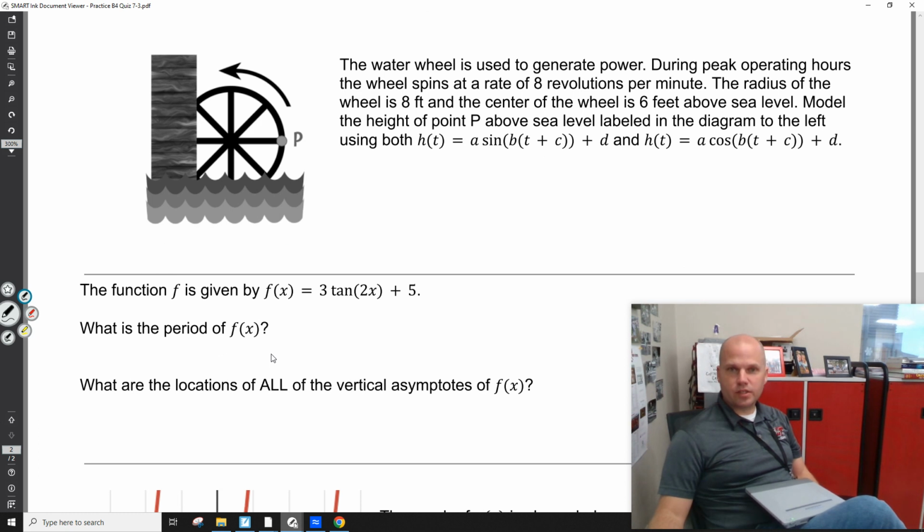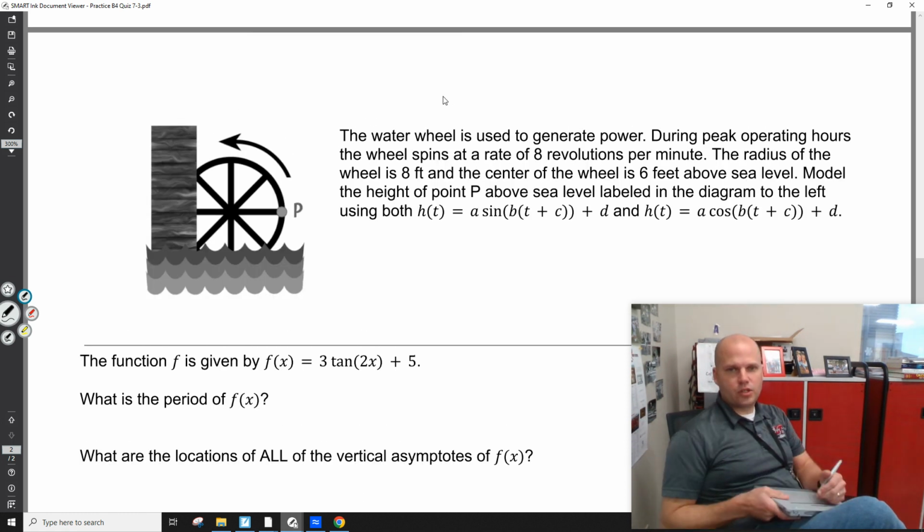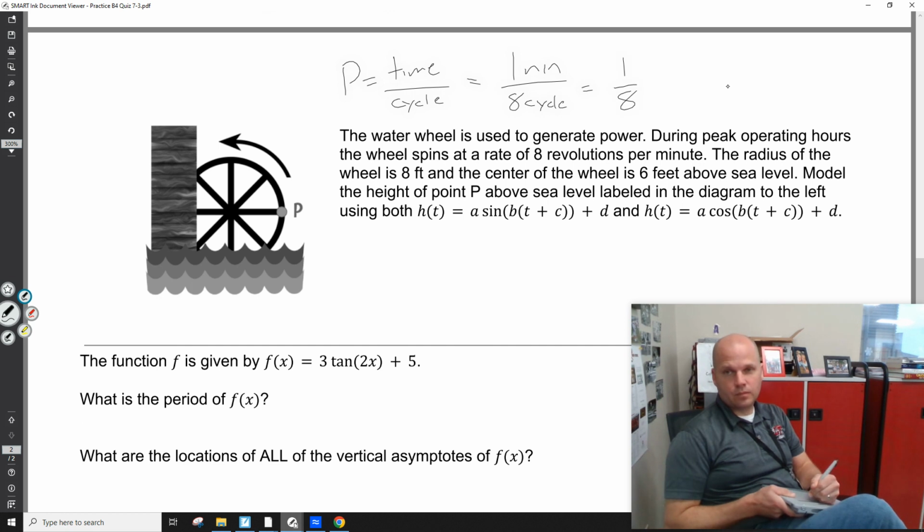All right, another question. This one has some frequency, which means we have to adjust our period. We got a water wheel. During peak operating hours, the wheel spins at a rate of 8 revolutions per minute. It's very important to understand the period being the time it takes to complete one cycle. It takes 1 minute to complete 8 cycles. What does that mean? Your period is 1/8.